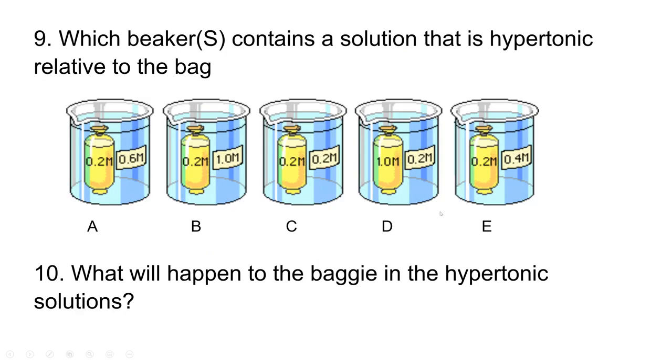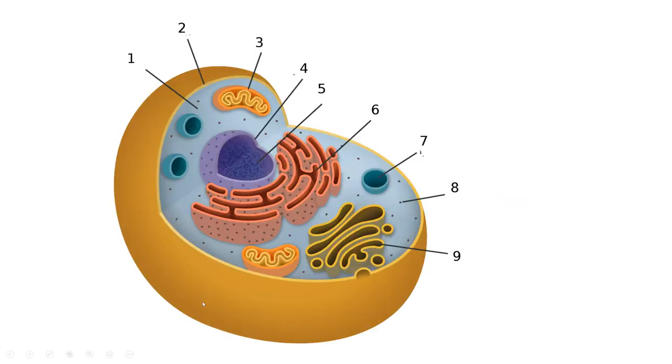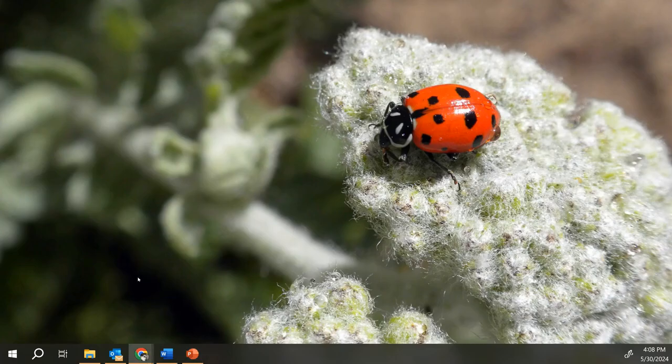Which beakers contain a solution that is hypertonic relative to the bag? What will happen to the baggie in the hypertonic solutions? Can you name these? The end. I appreciate your time. Thank you so much.